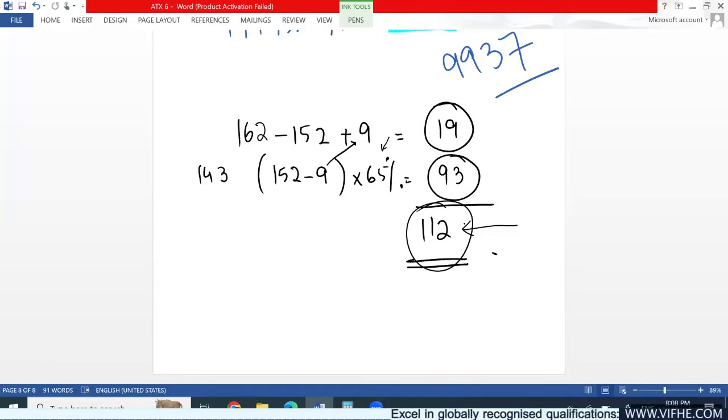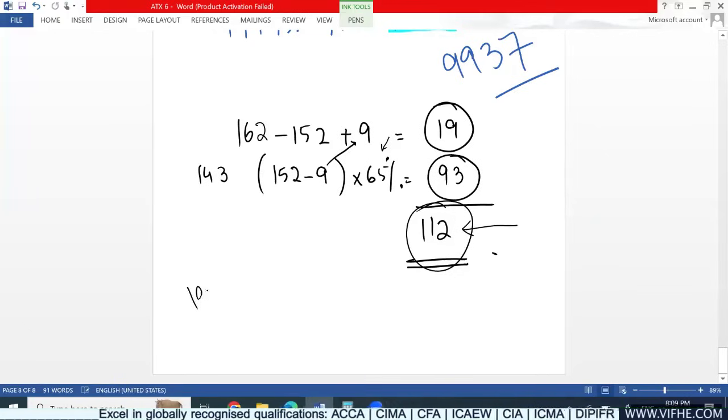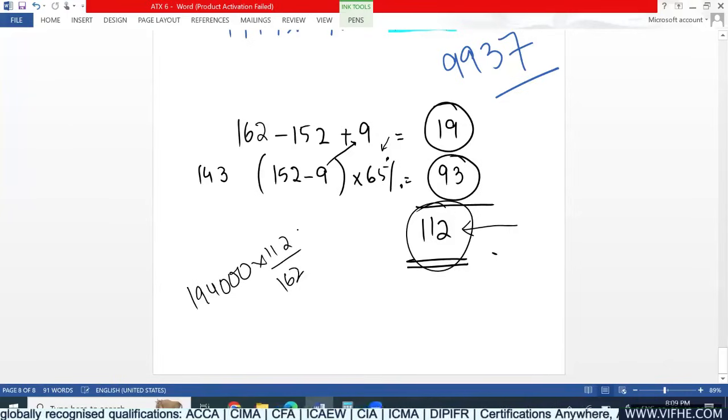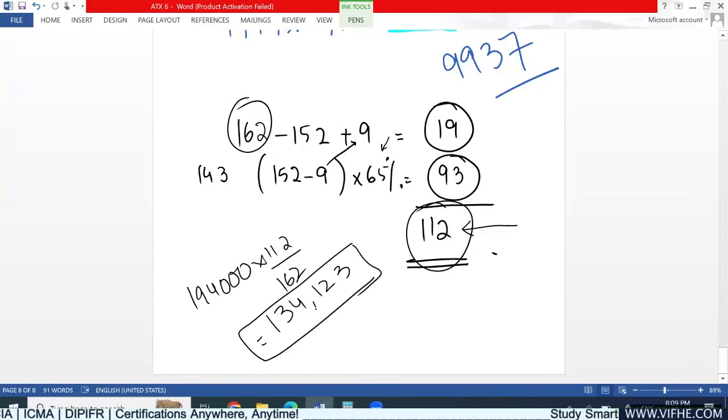Okay, so what is going to be the principal private residence relief? See, they have already calculated the gain figure. It is 194,000 pound. So 194,000 into 112 by 162, because 162 is the total period of ownership. That gives rise to a figure of 134,123. Please recheck the values as well, as there could be a chance that I may make a mistake while crunching the values on the calculator.